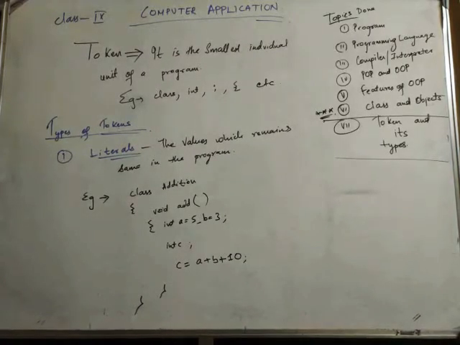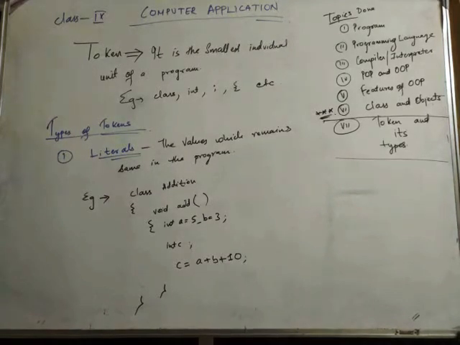Int c, I have taken here to add both of them. If I am taking 5 and 3, their addition will be 8. That will also be a whole number value, so I have taken int c. If the answer would have come in decimal, I would have taken double. So here we have int a equals 5, b equals 3, int c equals a plus b plus 10. So what is the value of c? 5 plus 3 is 8, 8 plus 10 is 18. The value of c will be 18.